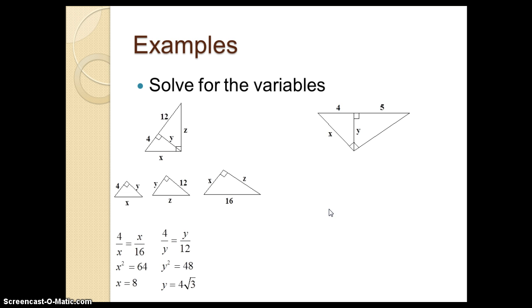I apologize for the interruption, but we were saying that 4 to y is equal to y to 12, and when we cross multiply, we get y squared is 48, or y is 4 square root of 3, or the square root of 48.